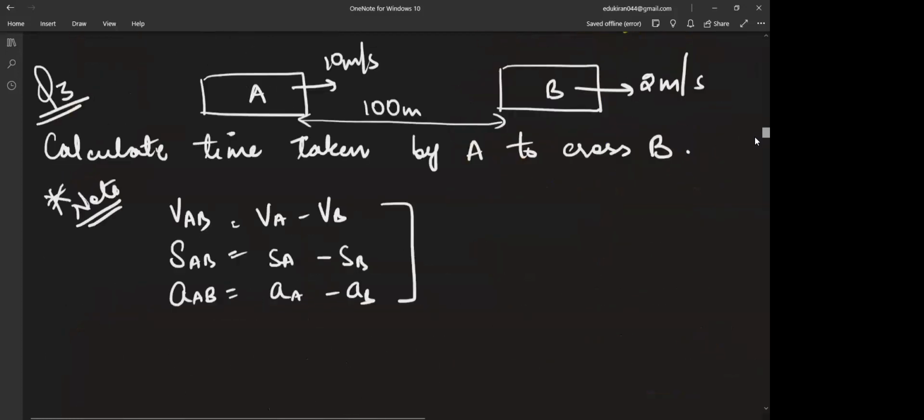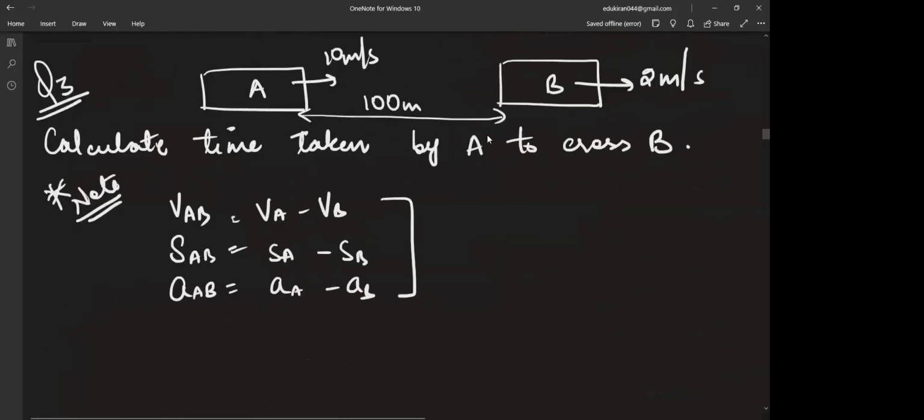One small question, which I just wanted to do with all of you. Car A is moving with 10 meters per second, and car B is moving with 2 meters per second. We have to find the time taken by A to cross B. Whenever you have relative velocity questions, velocity will be V_AB, that is V_A minus V_B. Distance will be S_AB, that is S_A minus S_B. Acceleration will be A_A minus A_B.